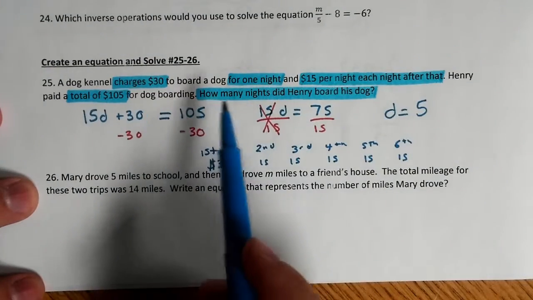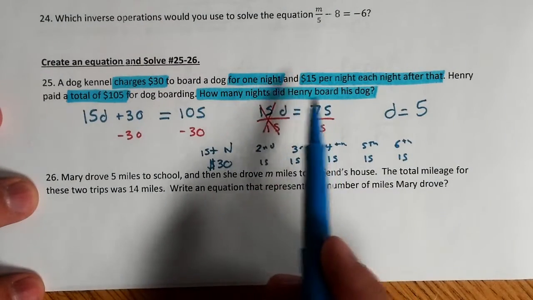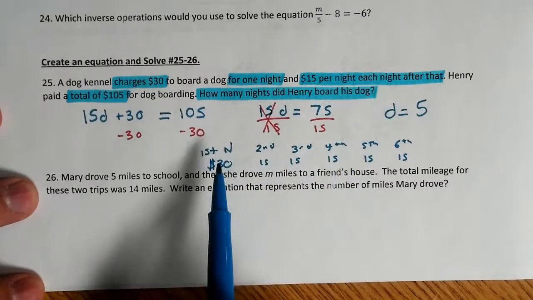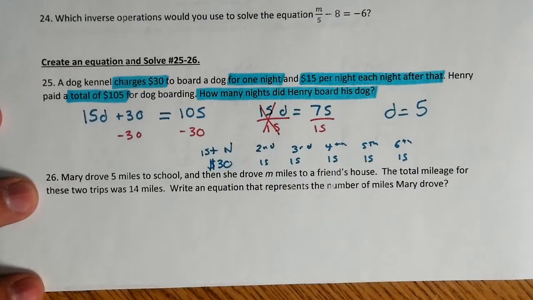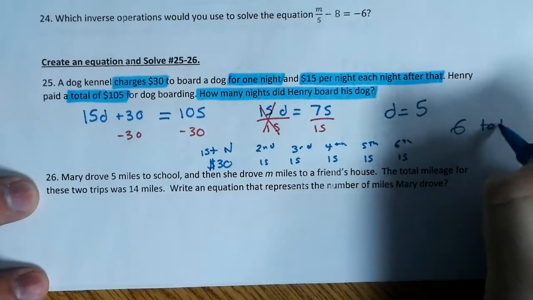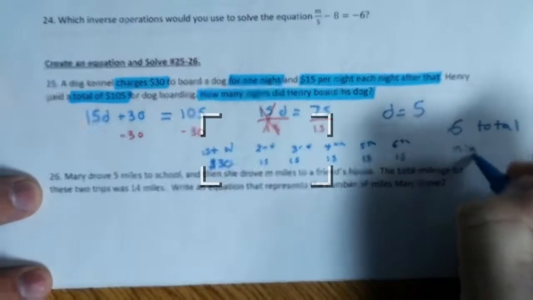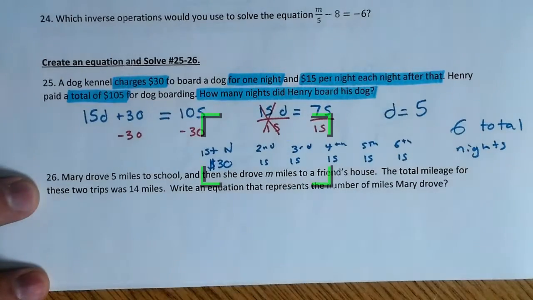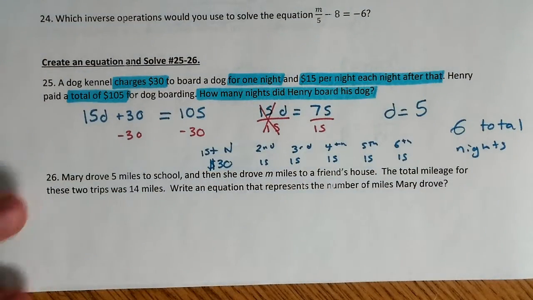So the question is, how many nights did Henry board his dog? Well, you count all the nights up, and that'd be 6 nights. So the answer would be 6 total nights. That would be the answer. Do you see it, Jaden? Yeah, starting to make a little more sense. Amir, how you feel about that? You feel good about it? Excellent. Any other questions on that?